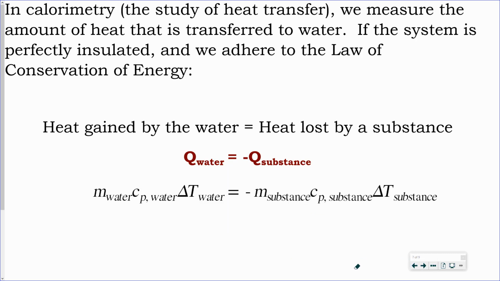So in calorimetry, the study of heat transfer, we measure the amount of heat transferred to water. Now, we could do it for any type of other substances put inside of a calorimeter. In fact, this is kind of the same system we use to figure out how many calories are in food. However, in physics, we're going to figure out how much heat is transferred when I put hot metal into cold water. So, calorimetry is a nice example of the law of conservation of energy.